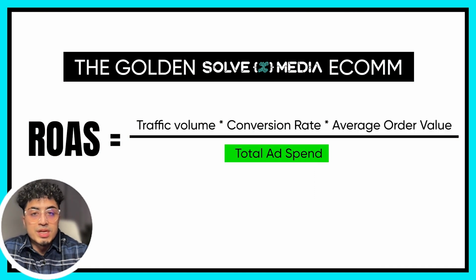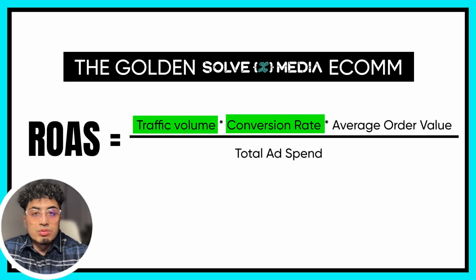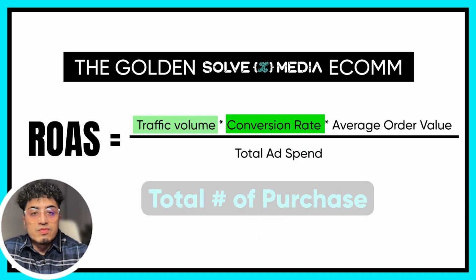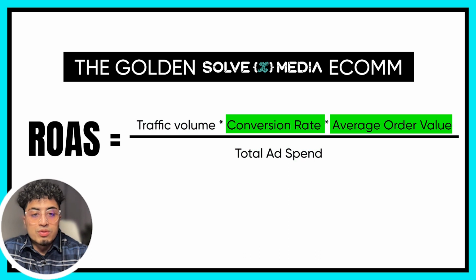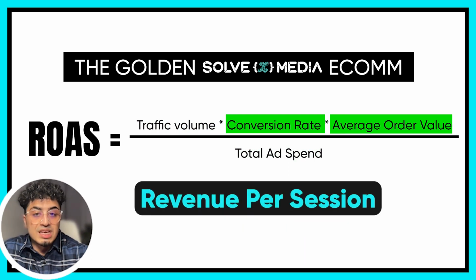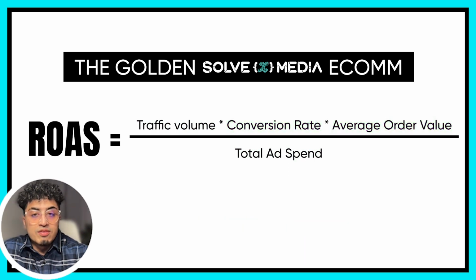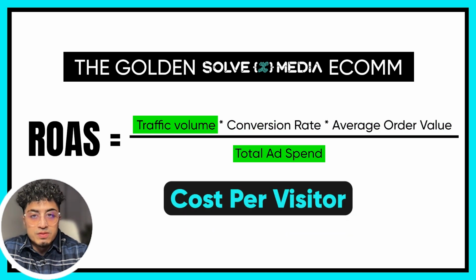Now this can be broken down in a million different ways. Traffic times your conversion rate is your total number of purchases. Your conversion rate times your AOV, average order value, equals your revenue per session. And your traffic volume divided by your total ad spend gives you the cost per visitor.